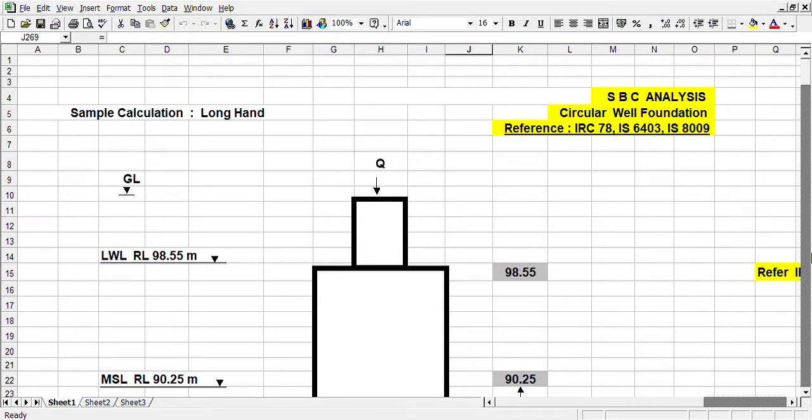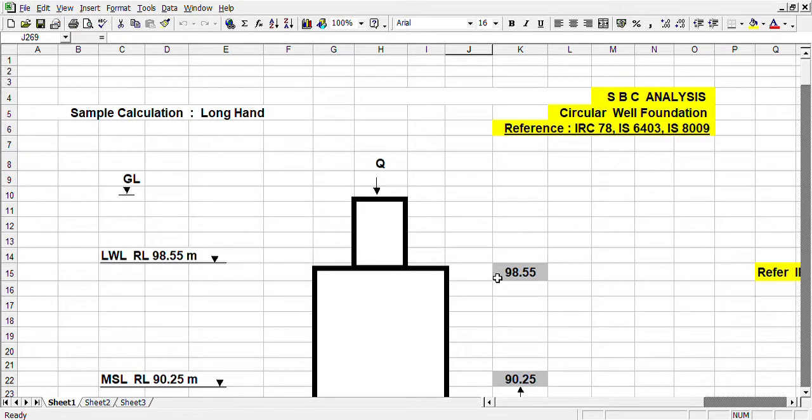Today we shall discuss soil bearing capacity at well foundation. In well foundation, there are some other calculations also, which we call hydraulic analysis. In my next lecture, I will guide you how to assess and how to estimate the maximum scour depth for design of a well foundation, mainly for bridge structures.